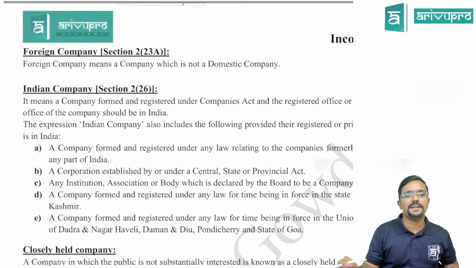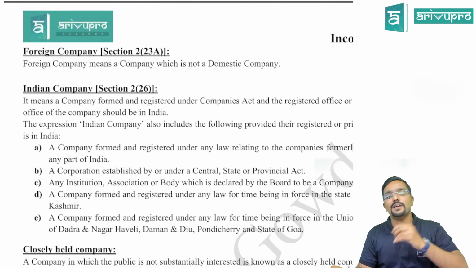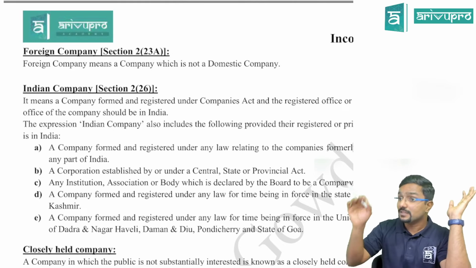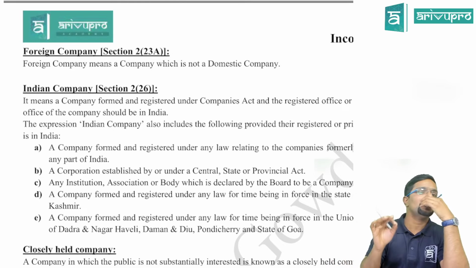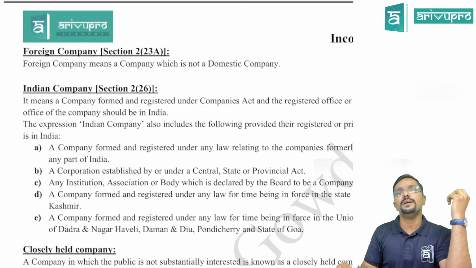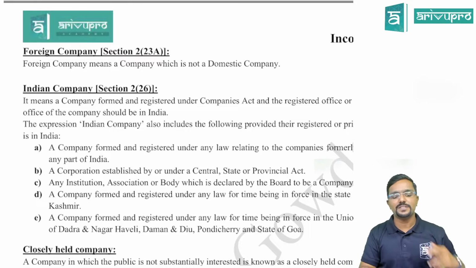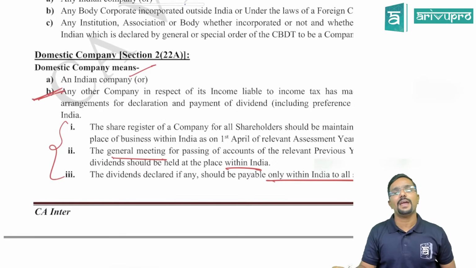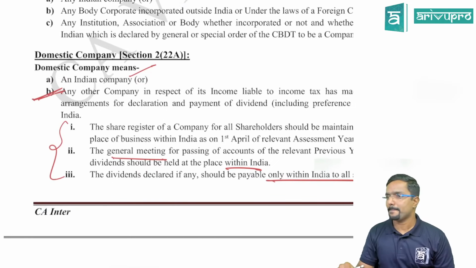Now, sir, what is a foreign company? A foreign company means a company which is not a domestic company. This is the definition given. Anything which is not covered under section 2(22A) will become a foreign company.